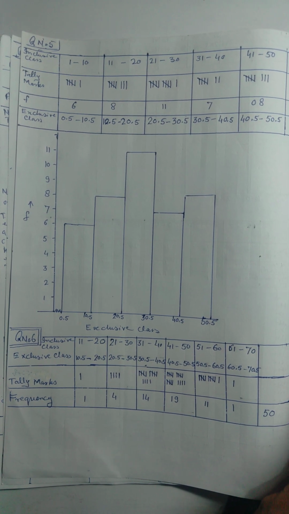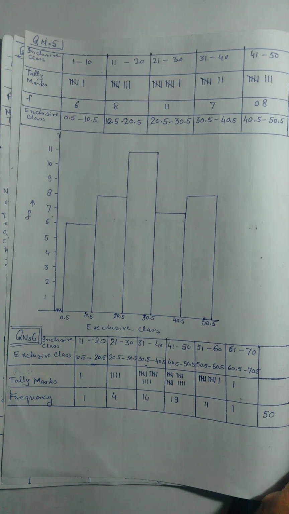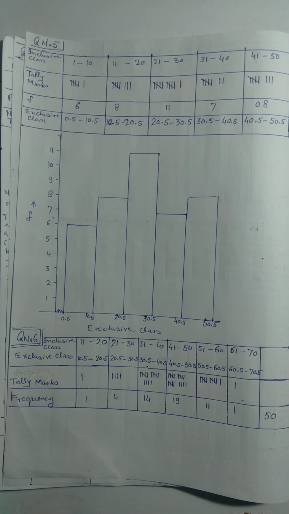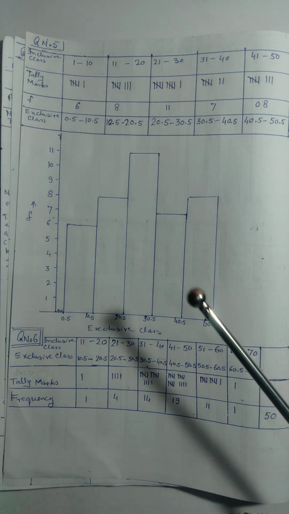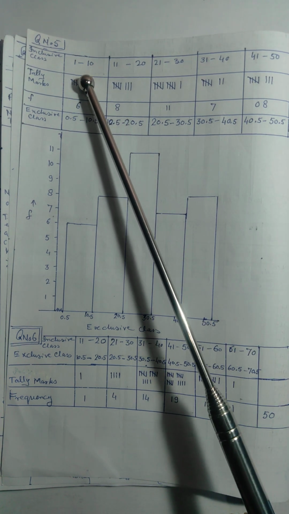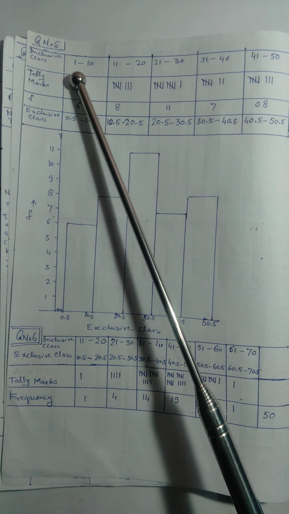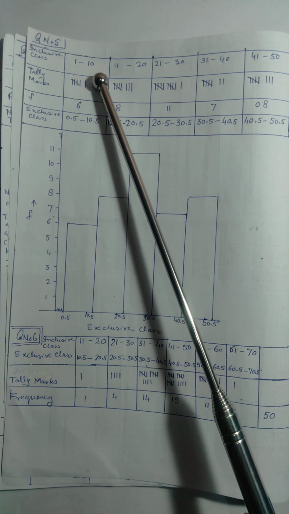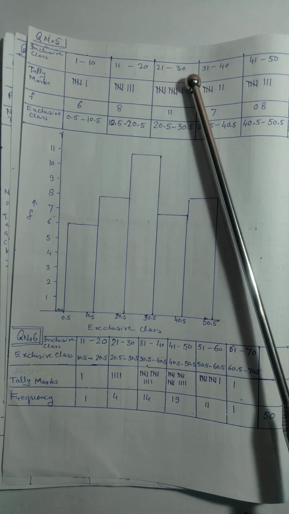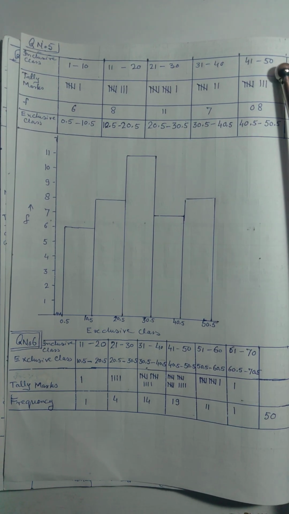Question number 5 states that given below are the marks obtained by 40 students in an examination. 40 बच्चों का मार्क्स दिया हुआ है, उसको हमने पहले क्लास में डाला, पहले बताया हुआ कि कैसे क्लास में डालना है. ये क्लास कौन सा है? 1 to 10, 11 to 20, 21 to 30, 31 to 40 and 41 to 50.